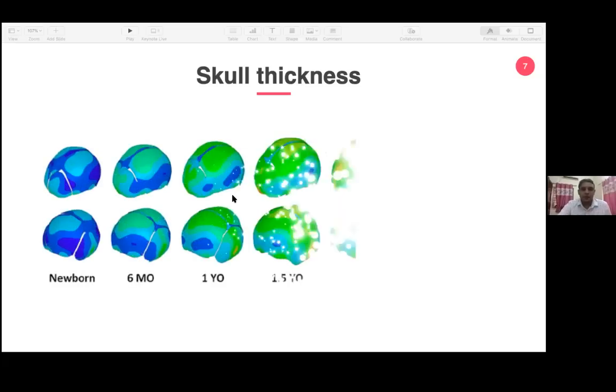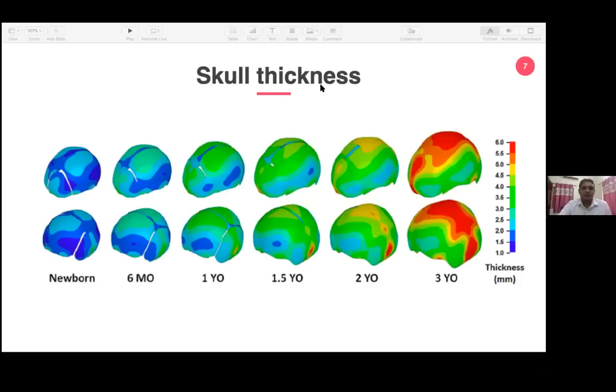So now a word about the skull thickness here. As the age grows, the skull thickness also improves. Initially in the newborn, it may be 1 to 2 millimeters, which can go up to 6 millimeters in the 3-year age group. But we are not interested in this area. We don't expect a skull thickness of 6 millimeters in a 3-year age group over the lateral part of the skull. We are interested in this region and not this region. This is the vertex. So at the vertex, the skull thickness may be very thick.